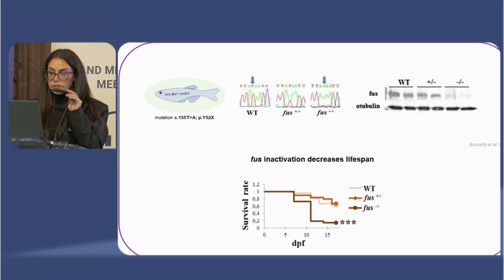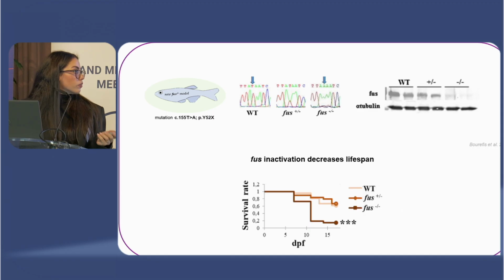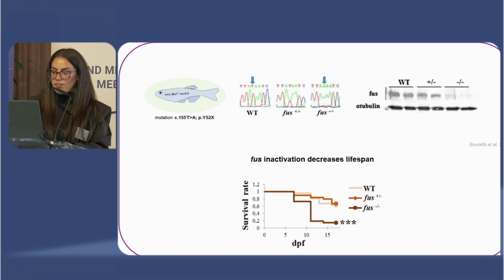So back in 2020, in our team, we characterized a FUS knockout zebrafish model, replicating the FUS-ALS key pathological features. As you can see here from the survival curve, there was a decrease in the survival rate of the fish, which is also shown to have an increase in the larval mortality.